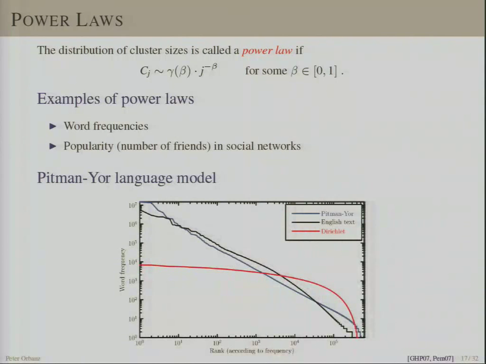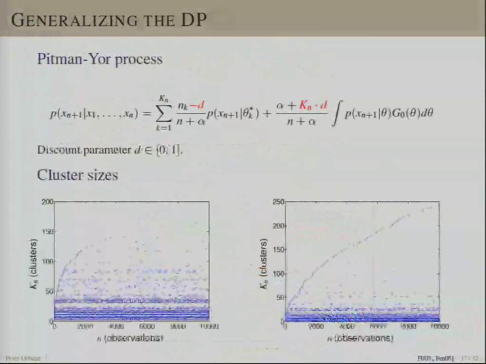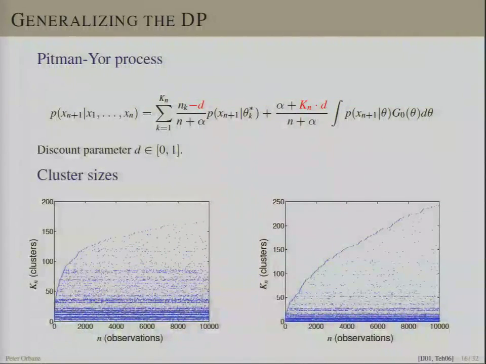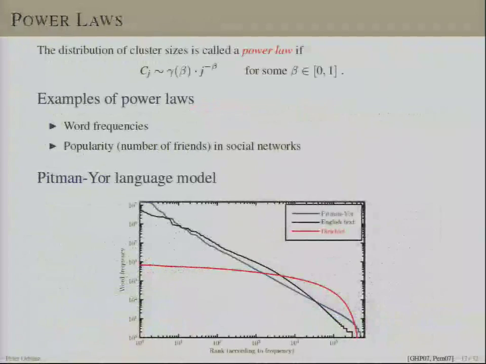And similarly, in social networks, there are some people, like celebrities, for example, who have a huge number of friends. I mean, friends in the social network sense, and then normal people who have only a small number of friends, right? And there's much more normal people than there are celebrities. Okay, so for these kinds of problems, models which can express a power law like this Pitman-Yor process are simply more adequate than a Dirichlet process.